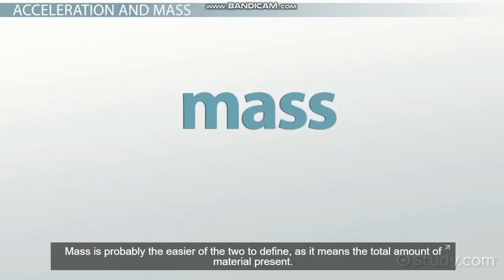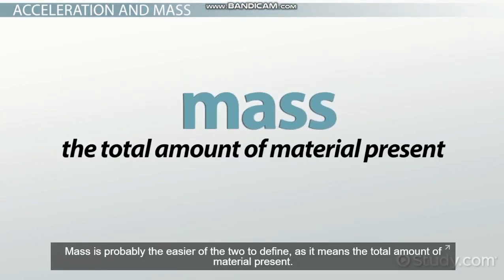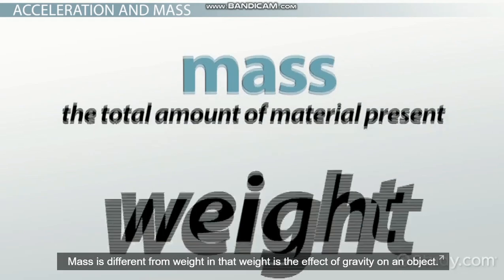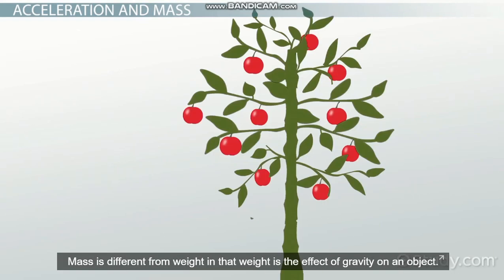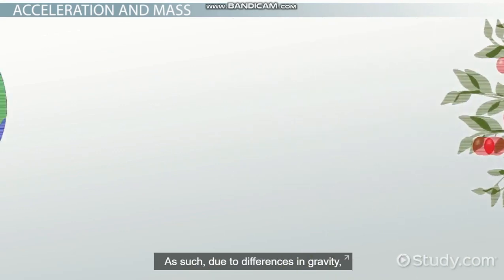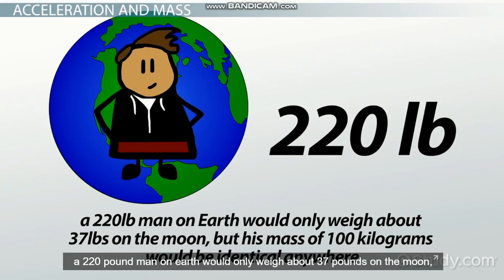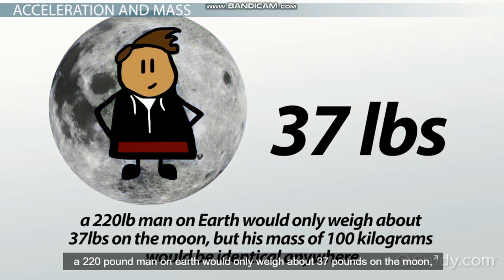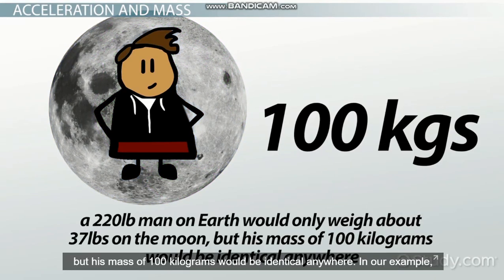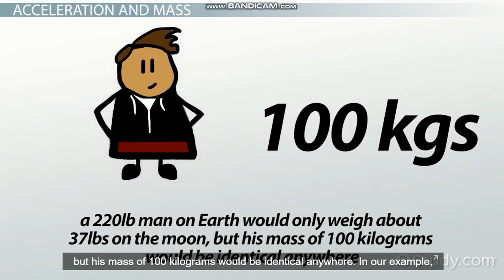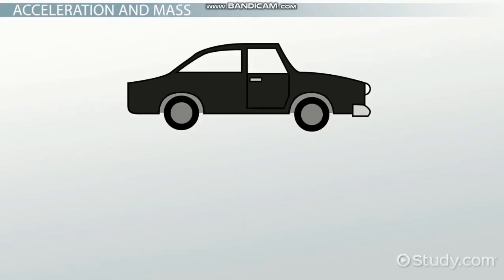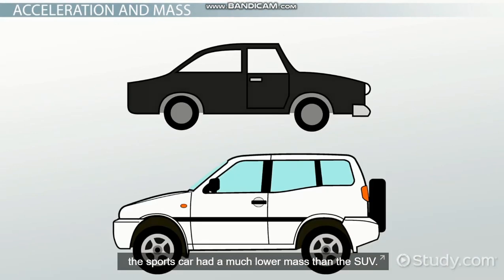Mass is probably the easier of the two to define, as it means the total amount of material present. Mass is different from weight, in that weight is the effect of gravity on an object. As such, due to differences in gravity, a 220-pound man on Earth would only weigh about 37 pounds on the moon, but his mass of 100 kilograms would be identical anywhere. In our example, the sports car had a much lower mass than the SUV.